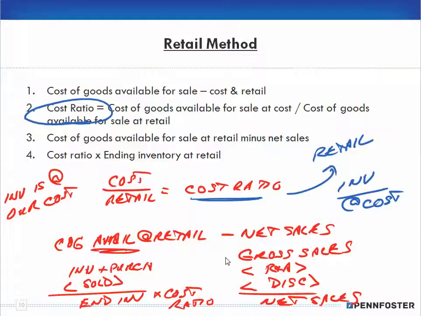So if you didn't understand something about this retail method and the thought process behind it, it's not that difficult. It's stuff that you already know. It's just different wording, and it's arranged a little bit differently, because we're trying to say, well, if I know my retail, how do I know what my cost is? How do I know what my inventory is? Well, you're able to figure that out through the retail method.